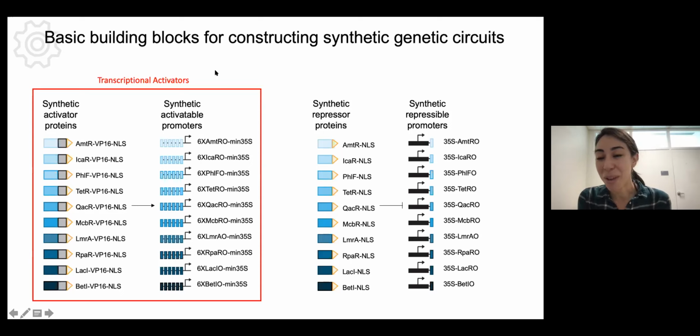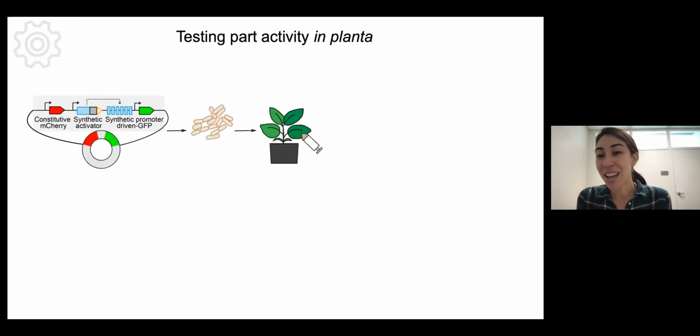Now I'm going to show you how we actually assay to see whether or not these synthetic transcription factors are functional in plants. So we use a Nicotiana transient expression assay. And this assay is something that I think is super cool. When I transitioned from non-plant work into plant work in my postdoc, I thought it was wild that it worked. This assay involves taking a plasmid that encodes your synthetic transcriptional activator and the promoter that's supposed to respond to that activator driving expression of GFP.